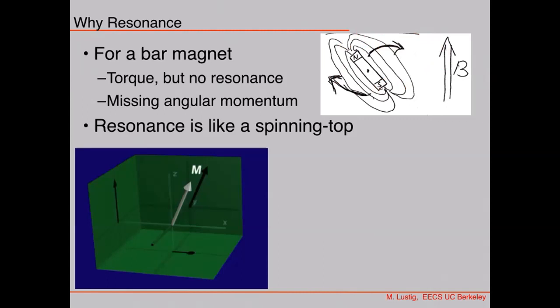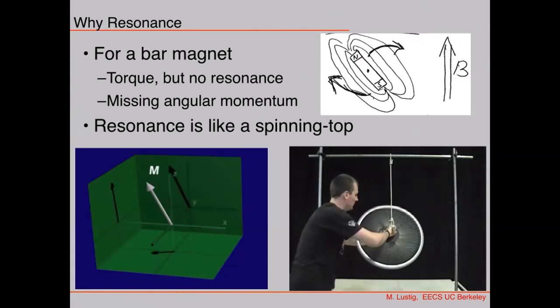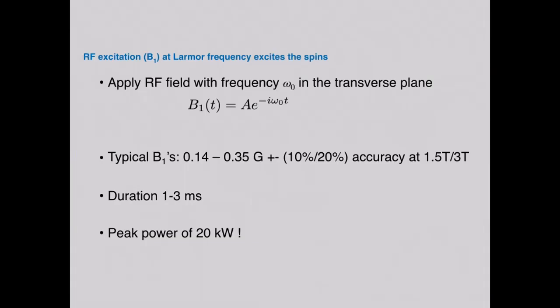Very similar to this bicycle thing, which I don't want to show because it makes a lot of noise. So resonance is kind of like a spinning top if you think about it. It's a magnetization that goes around, and it wants to come back, but because it has an inherent angular momentum, it precesses, and it precesses at what's called the Larmor frequency, or that resonance frequency, and it's proportional to the magnetic field.